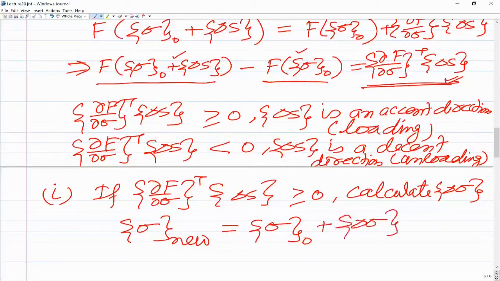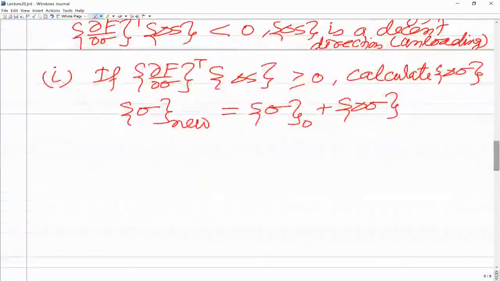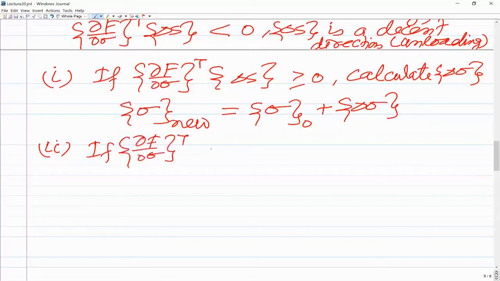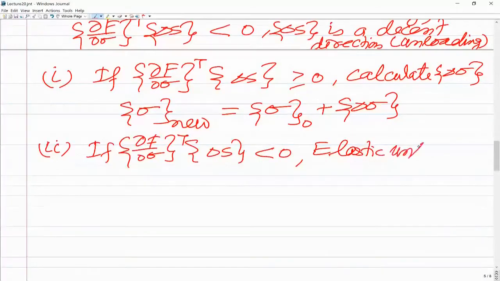So this is if it is continued elastoplastic loading, and there is a second possibility: if del f by del sigma transpose into delta s is less than 0, then this is elastic unloading. Within this elastic unloading, again there can be two situations.